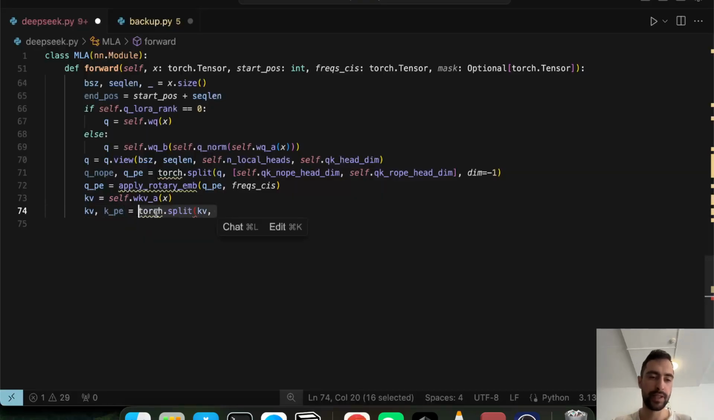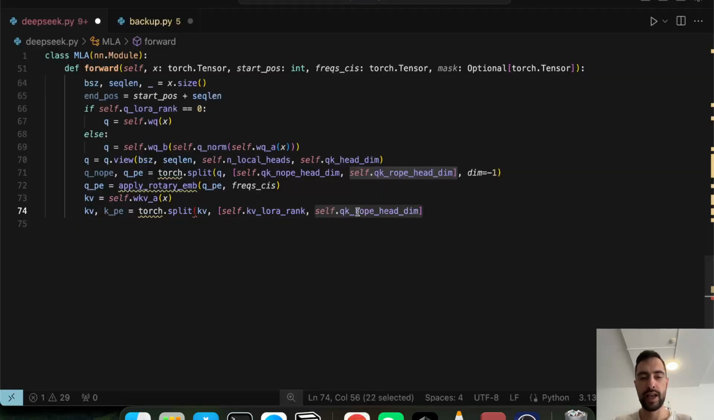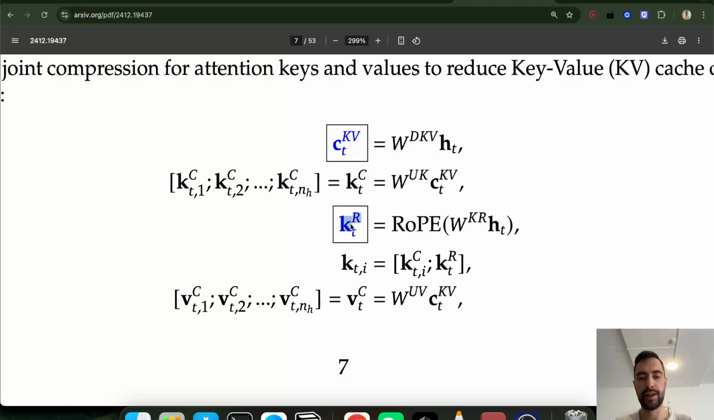The way we will split is torch.split on KV. It's going to be kv_lora_rank, so this is the dimension of this vector, and this is the dimension of the rope head dimension vector. So this is this vector.